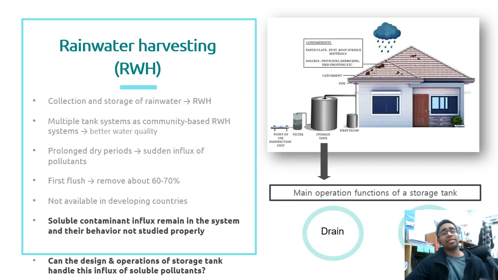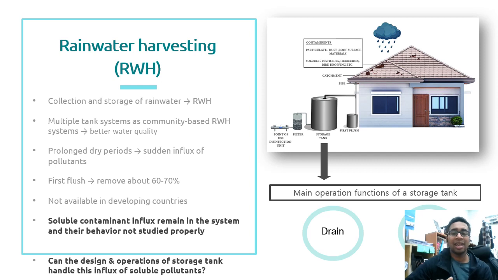So let's have a look at rainwater harvesting systems, a typical rainwater harvesting system. And we know that rainwater is pure, and the collection and the storage of rainwater is called rainwater harvesting. And as you can see, a typical rainwater harvesting system consists of a roof, a first flush, a storage tank, a filter, and a point of use disinfection system. And in developing countries, there's a new development to create multiple tank systems as rainwater harvesting systems, especially for community-based rainwater for drinking systems, because it creates better particulate water quality.